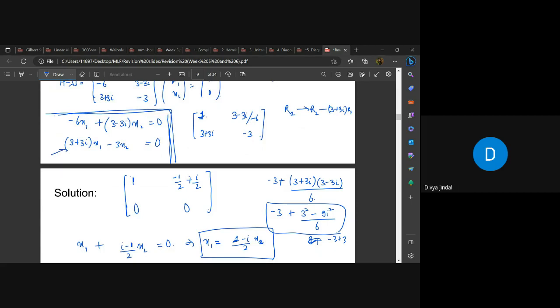Am I making a mistake? I'm getting 1 plus i. If you take x1 to be 1, is it? Yes. Okay, then you get what? You get 3 plus 3i minus 3x2, right? Yes. You get x2 to be 1 plus i. Can we do that without doing the echelon form? I'm also getting 1 plus i, ma'am.